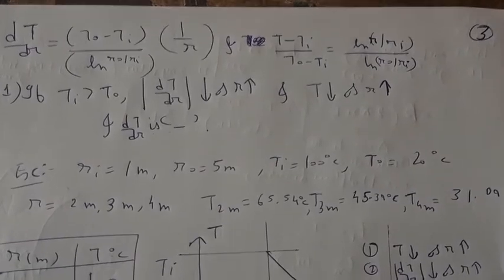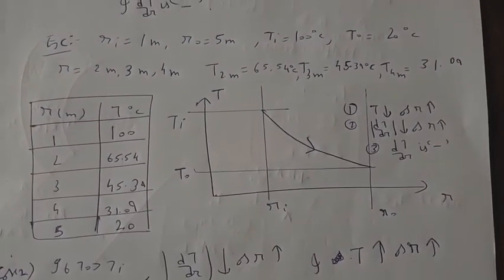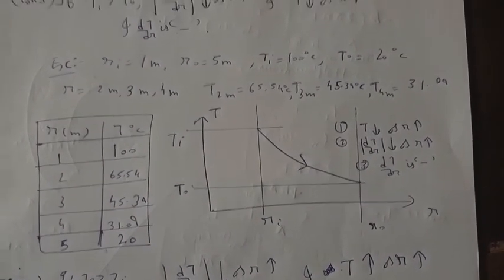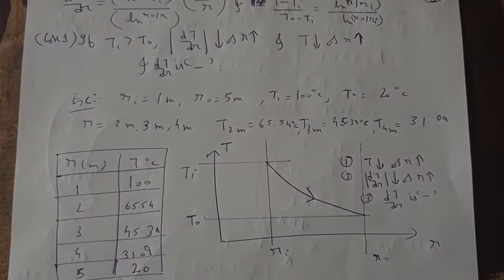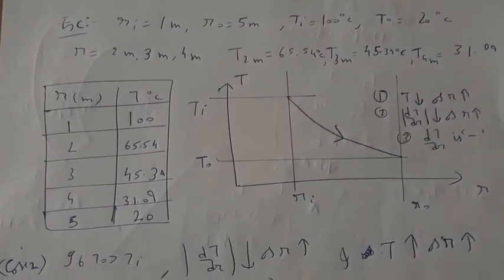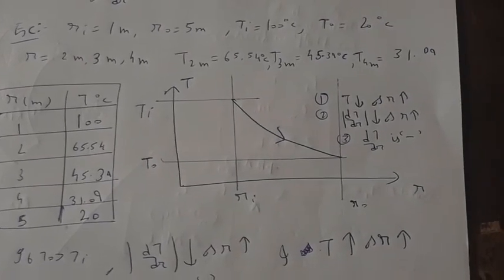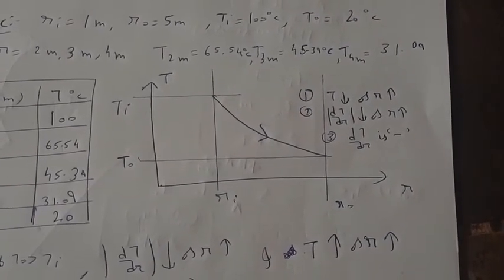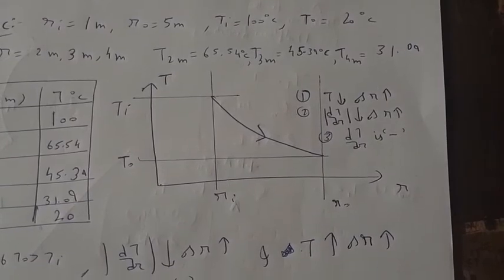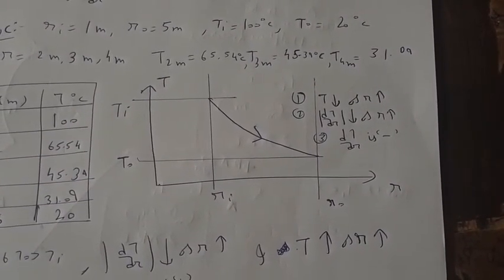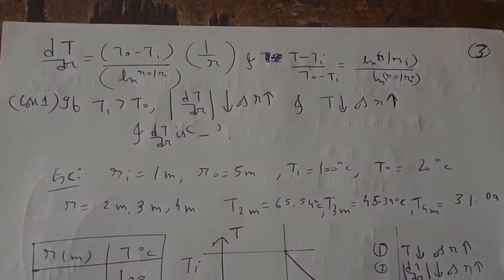For this case, we are going to take an example. We take inner radius as 1, outer radius as 5, inner temperature 100, and outer temperature 20. So we are considering the first case, Ti greater than To. For that, we get this table. For different values of R, we have the temperature, and you can see the temperature profile. This profile clearly shows that T reduces as R increases, the mod of dT by dr reduces as R increases, and dT by dr is negative, the things that we stated above in case 1.